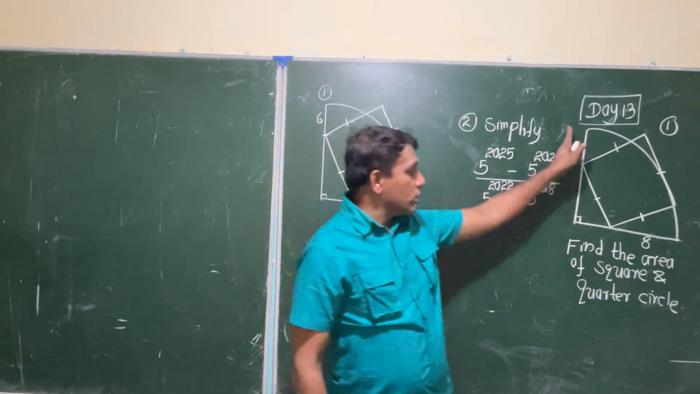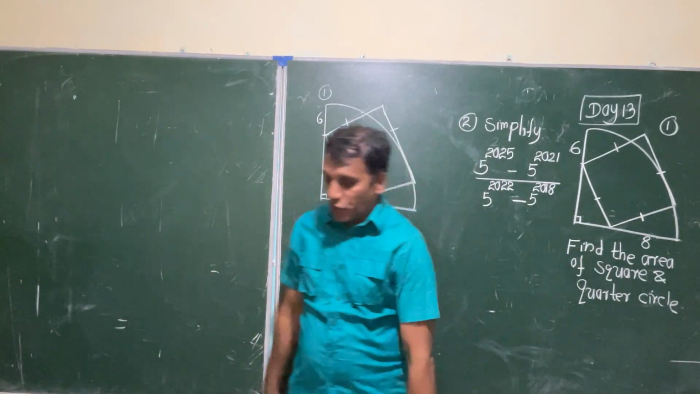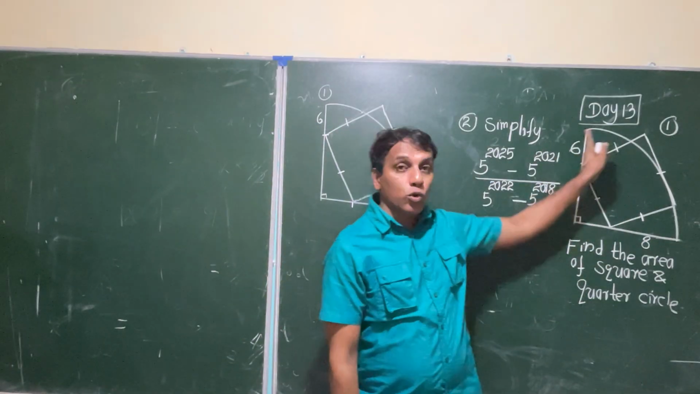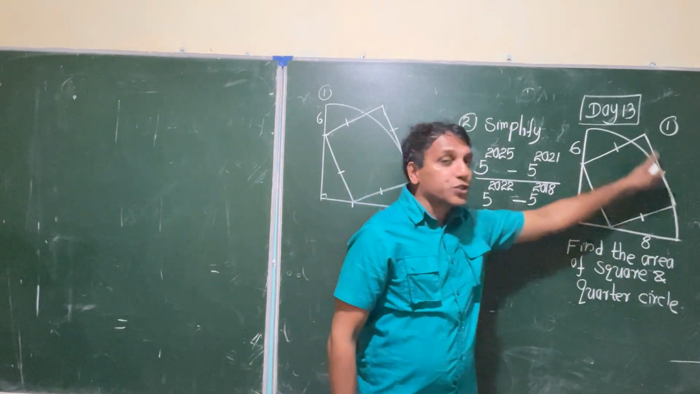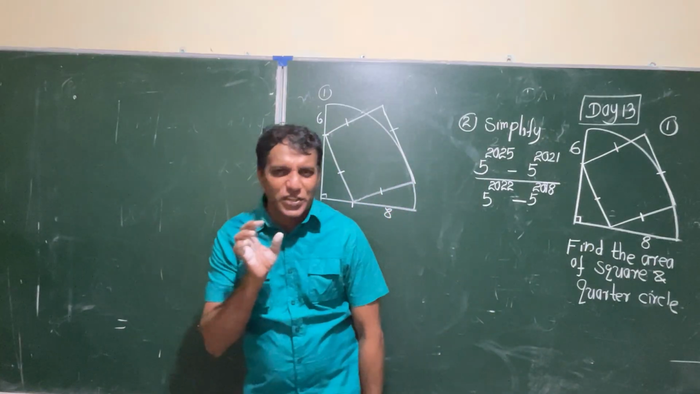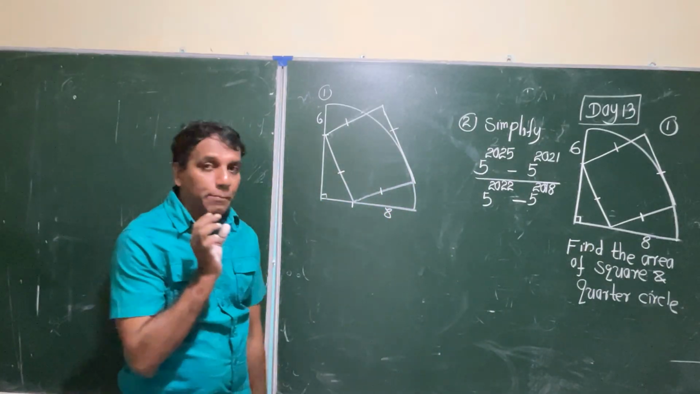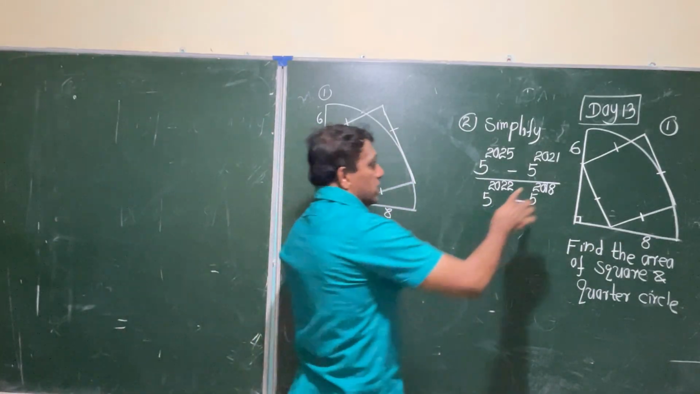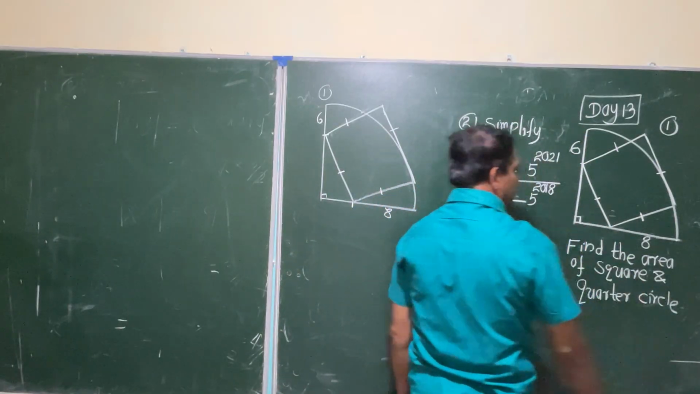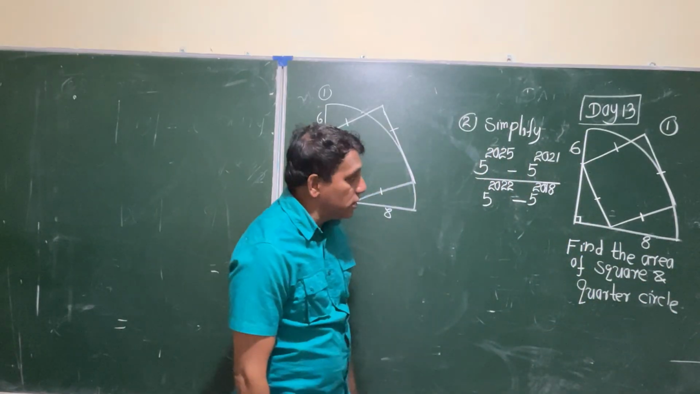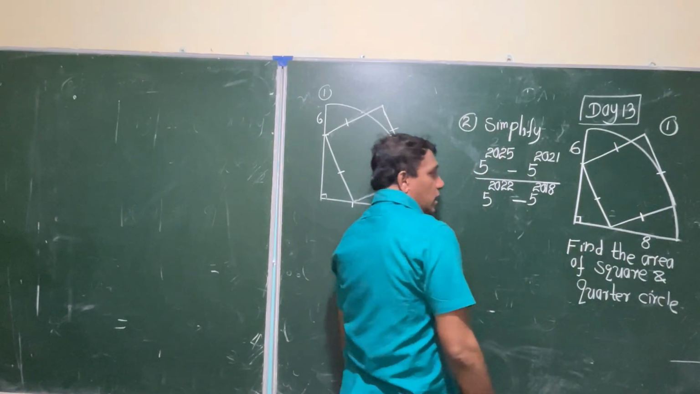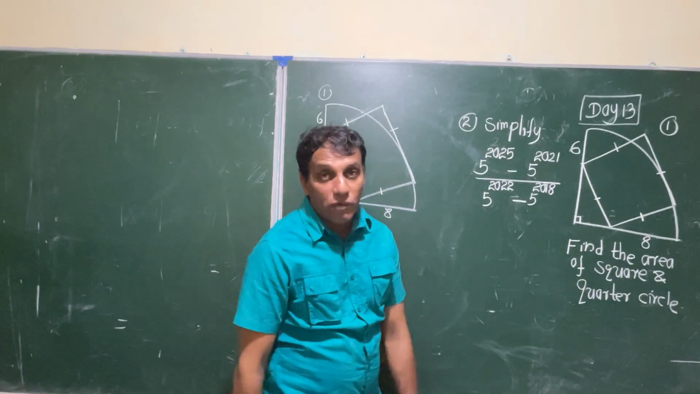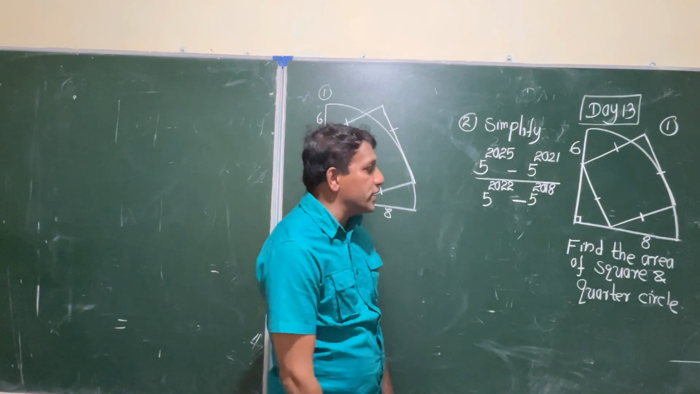Okay, see this quarter circle, right? Today's question number 1, day 13: a quarter circle and a square are drawn. The diagram is a little bit tricky, so study the diagram properly first. This is a quarter circle, 90 degrees, that's why it is a quarter circle. And this is the square. Two sides of the square lie inside the quadrant.